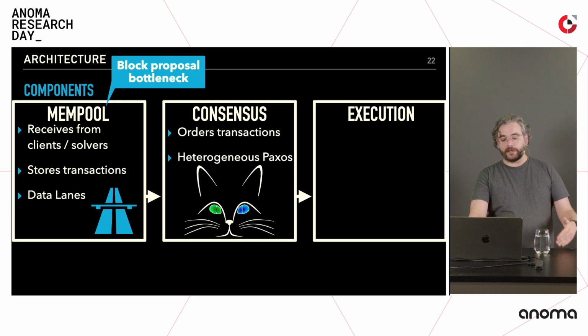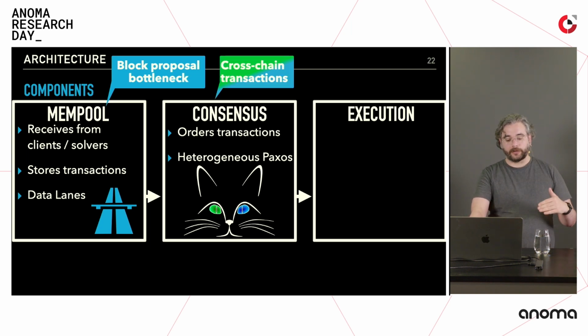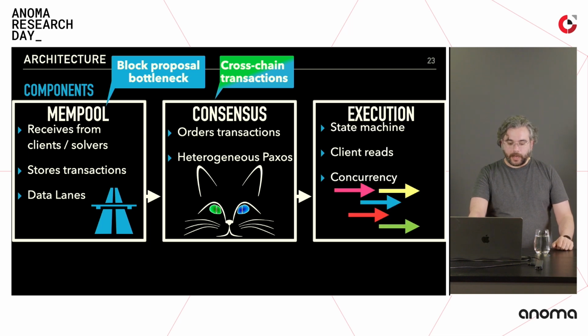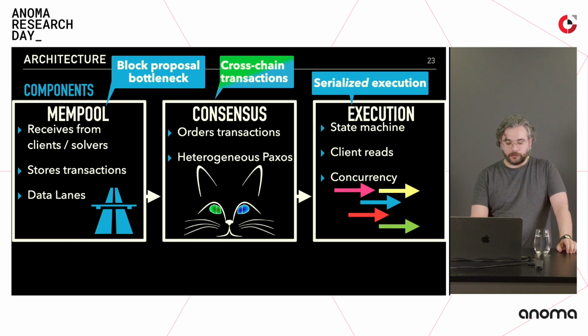Our consensus layer then establishes a total order of these transaction candidates. Later prototypes can adapt heterogeneous Paxos, which will enable chimera chains, which will help address cross-chain transactions. And the execution engine will then need to read that total order from consensus and the transaction candidates from the mempool and actually update the state machine with as much concurrency as possible, addressing the serialized execution problem.